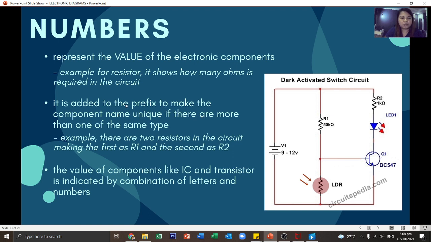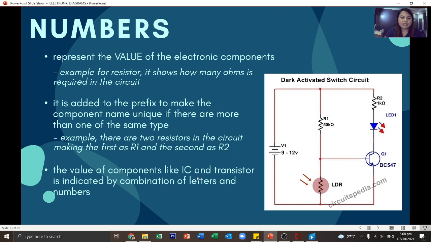This is another use of numbers. It's added to the prefix to make the component name unique if there is more than one of the same type. So for example, there are two resistors in the circuit, like this one. Instead of using just R here and R for this one, we need to make them unique since they have different values. So we attach a number to the prefix. Like this one, R1, and the other one is R2, R3, and so on. Okay. Same with Q1, Q2, Q3 for transistors.